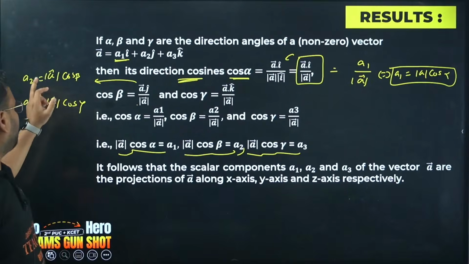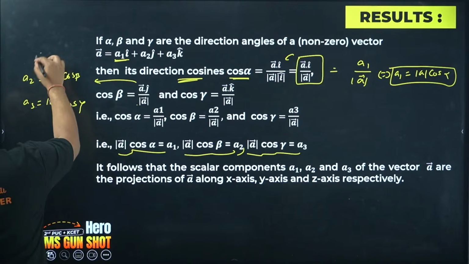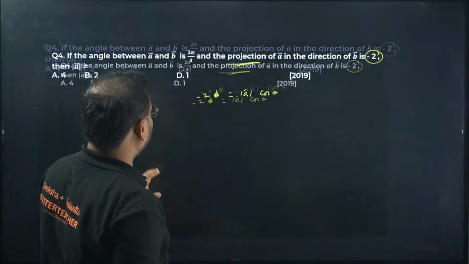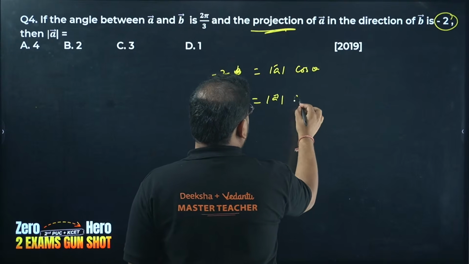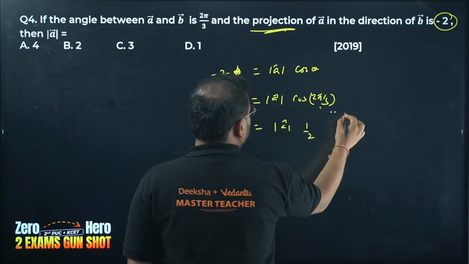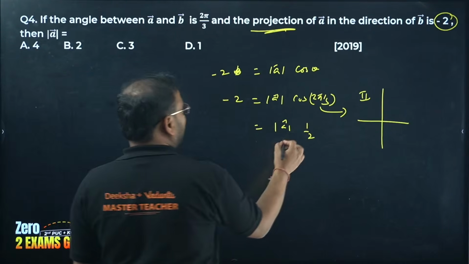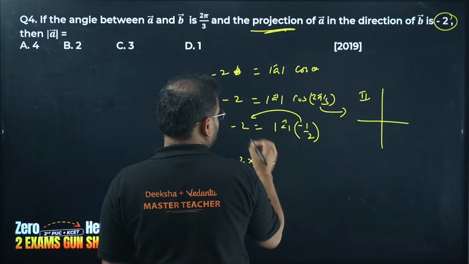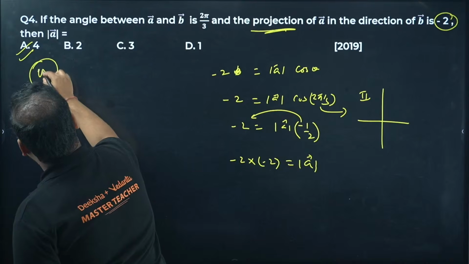Projection of the vector A across the y axis was mod of A cos beta. This is your component, right? Same way, in this case there is no y-axis, it is the actual vector given. So you write minus 2 equals mod of A cos theta, so minus 2 equals mod of A cos of 2 pi by 3. What is the value going to be? Mod of A times 1 by 2. 2 pi by 3 is in the second quadrant, so you'll have minus 1 by 2. Cross multiply, you'll get minus 2 into minus 2, and the sign moves, so mod of A equals 4. Option A, 4.